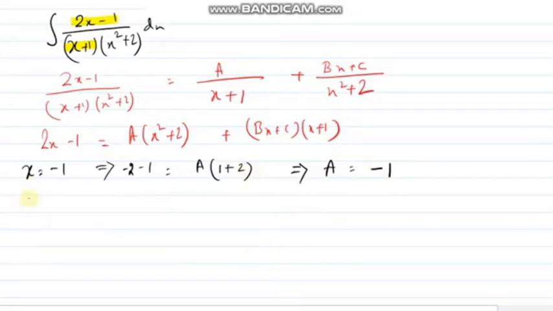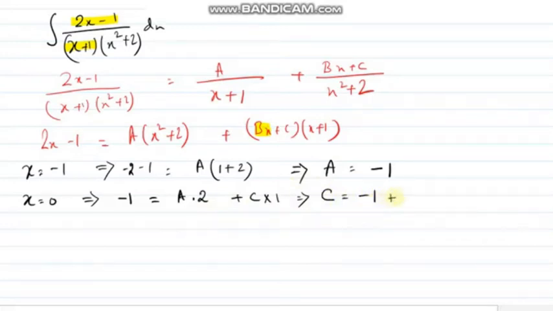Next value, what will I take? I will take x equals to 0. Why? If I take x equals to 0, this term, B into 0, will be vanished. So already I know A, there will be only one unknown term, that is C, which will be easier for me. So if I take x equals to 0, the left side will be minus 1, and the right side A into 2, this will be 0, plus C into 1. So A is minus 1, so C will be equals to minus 1 minus (minus 2), so minus 2 is plus 2, which is equals to 1, right? Now I know A, I know C.